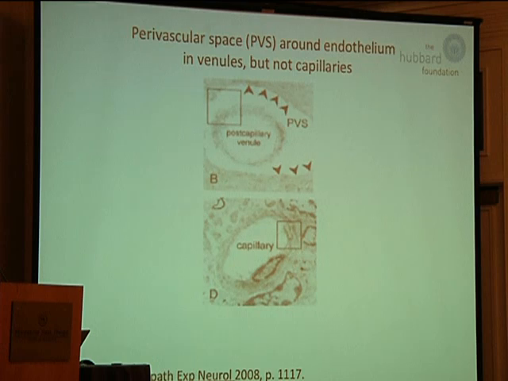The trouble is not in the artery, it's not in the capillary, where oxygen is exchanged and sugars and amino acids. It's in the post-capillary venules. That's where the problem is. That's where the lesions form around. It has a different structure. It has another space around the endothelial wall called the perivascular space.